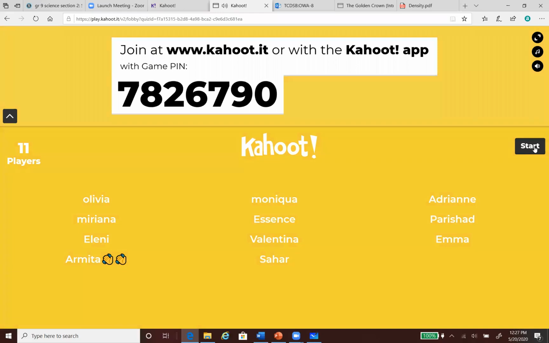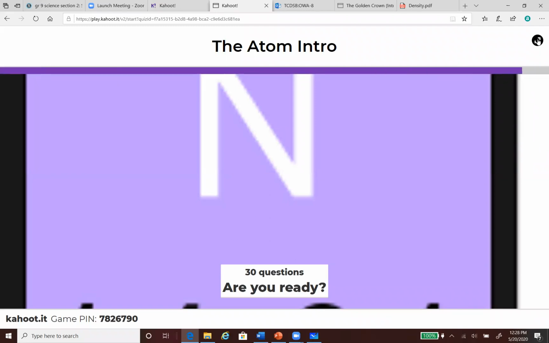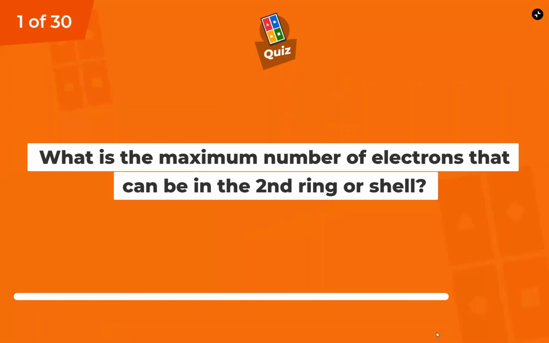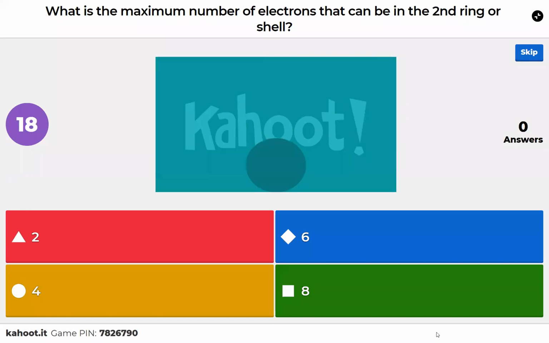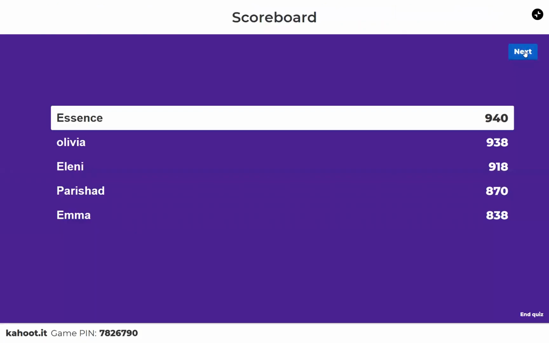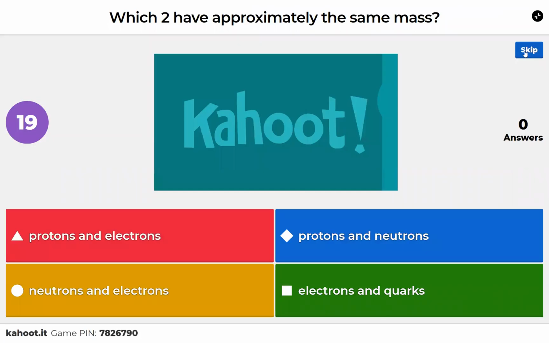Here we go. Ready? This is a good way to review, so let's begin. Are you ready? Remember your Bohr Rutherford diagrams. Not the first ring, but the second ring. Yeah, that's right. See, the first ring is 2 and then 8 after that. Very good. Okay. Oh, that one's really quick on the draw there. Excellent. Okay. Which of the following have approximately the same mass?